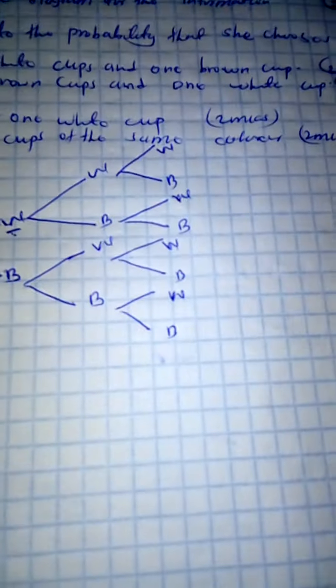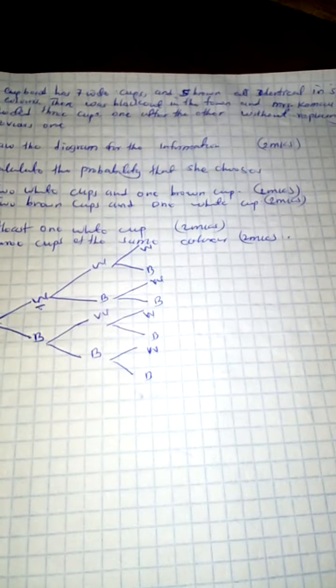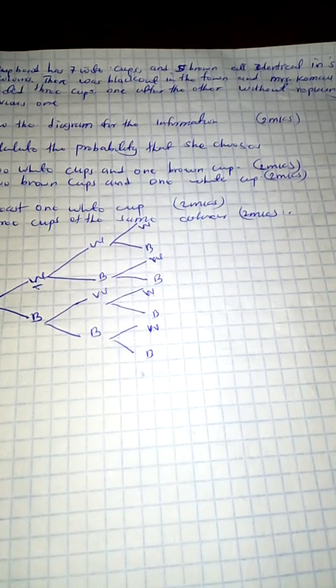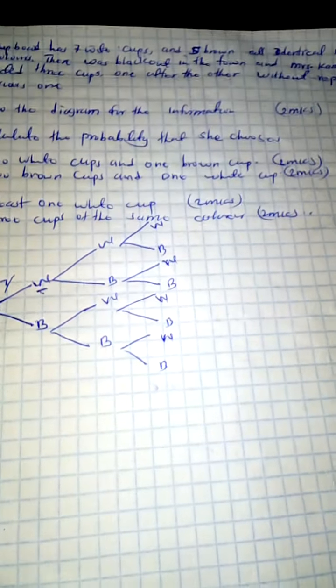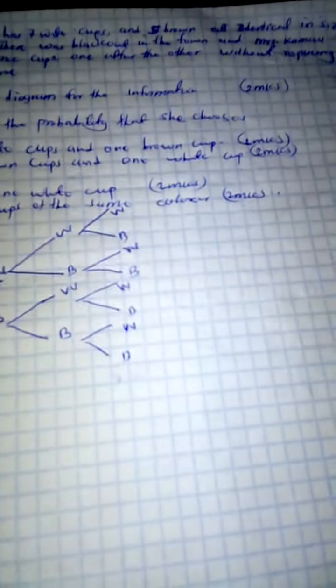This is what we call the probability tree diagram. We are told that there are 7 white cups. Now the probability of picking the white cup in the first picking is 7 over the total. That is 7 plus 5, which is 12. Now it is 7 over 12. Then of picking the brown cup is 5 over 12.